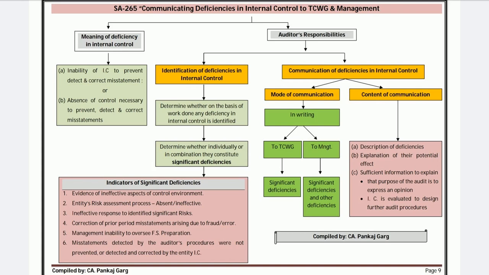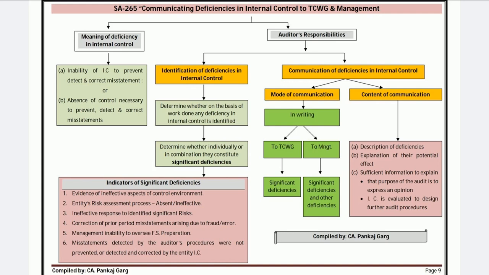Essay 265, Communicating Deficiencies in Internal Control to TCWG and Management. Two questions are frequently asked from this essay. One is, what do you mean by deficiencies in internal control? And second one is short note on written communication in respect of deficiencies in internal control.